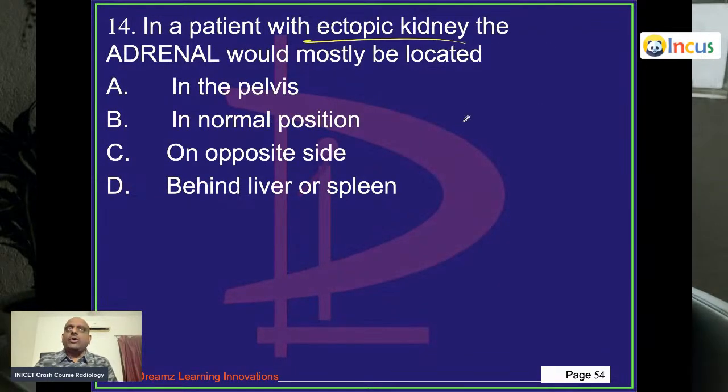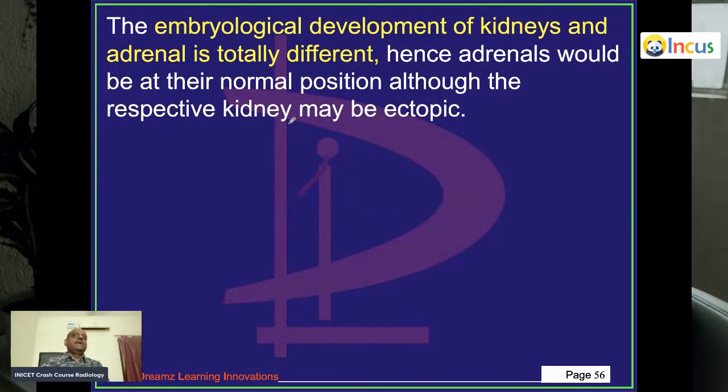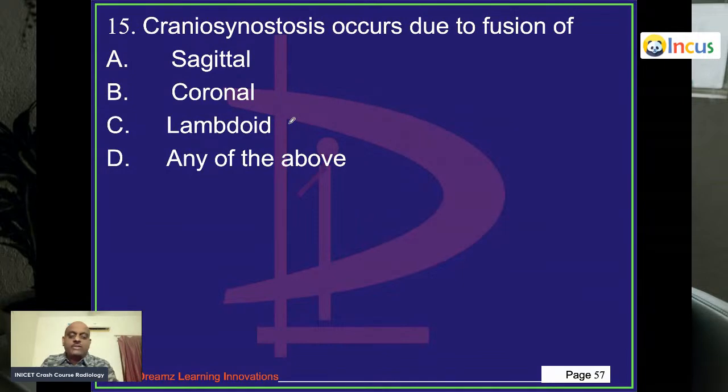A patient has an ectopic kidney. Where is the adrenal most likely to be located? Obviously, even with an ectopic kidney, the adrenal is still in the normal position, because the development of the kidney and the adrenal (suprarenal gland) is separate. Even if the kidney is ectopic, the adrenal will still be in the normal position, is what you have to emphatically remember for tomorrow's exam.